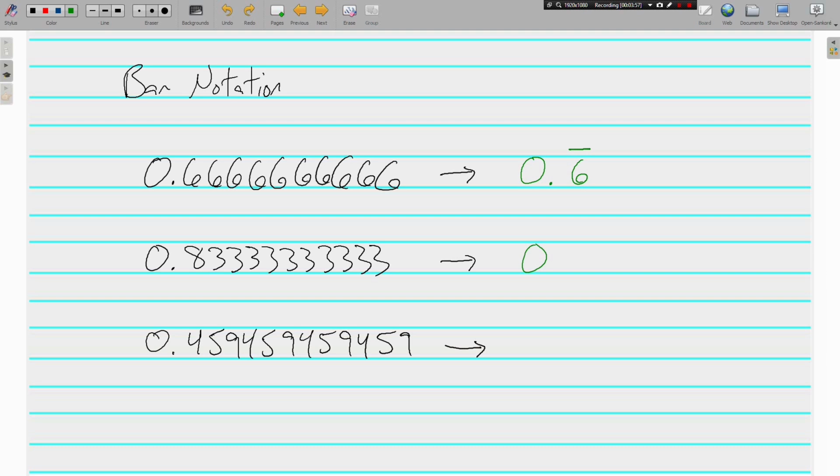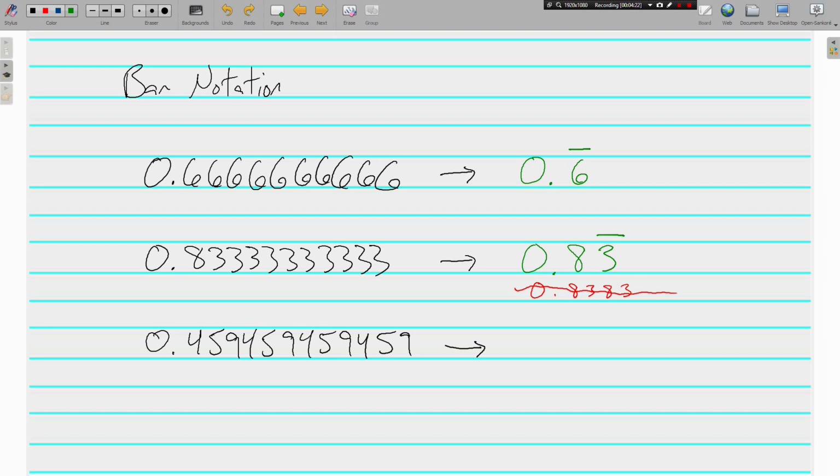For 0.8333333, we would put a bar over just the 3. It doesn't go over the 8 and the 3 because 8383838 isn't the pattern. That's why it only goes over the 3, because it's only the 3 that's repeating.